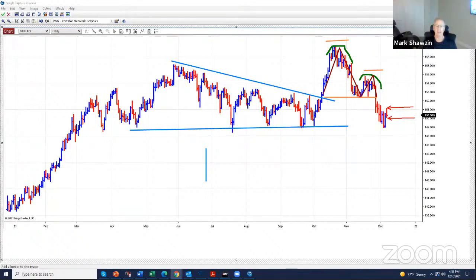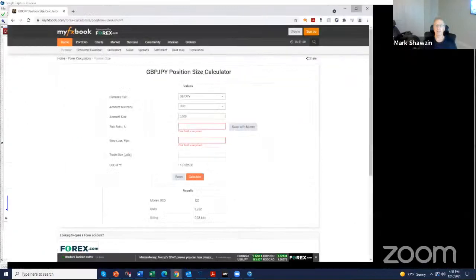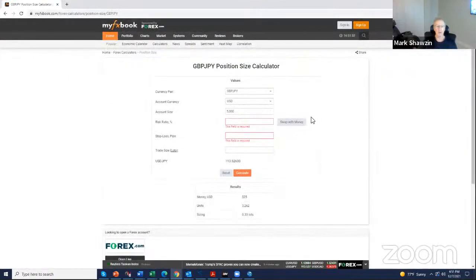People say, well, I could never take 115 pip risk. Well, the thing is, if you do your normal position size, then you can't. So I'm going to show you how to. I'm going to put this in the chat box so you don't have to scratch around.